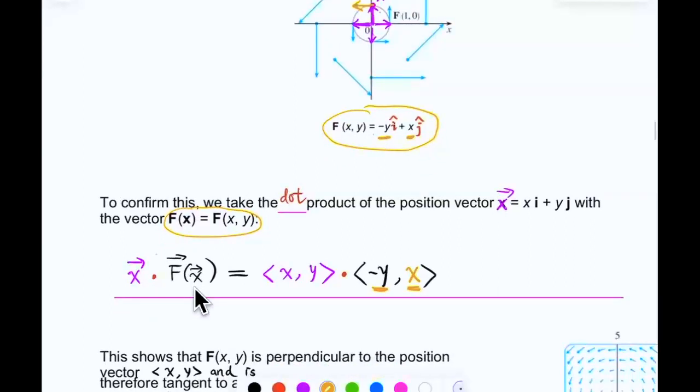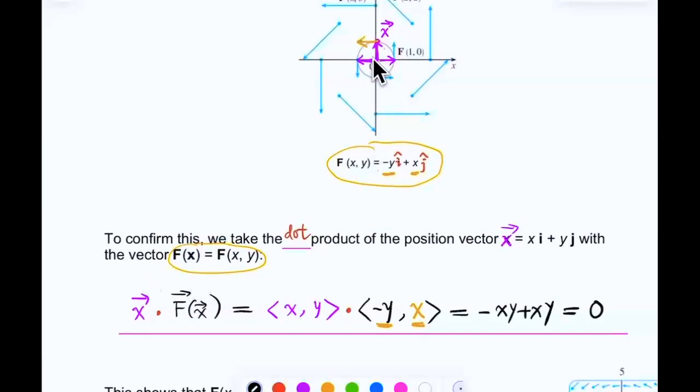Take the dot product. And that's equal to negative xy plus xy. So that's equal to 0. So the dot product of these two equals 0. So what does it mean? That means this position vector and this vector associated with it are orthogonal, right? So when they're orthogonal, it's always orthogonal, so it's going to be tangent to this circle.